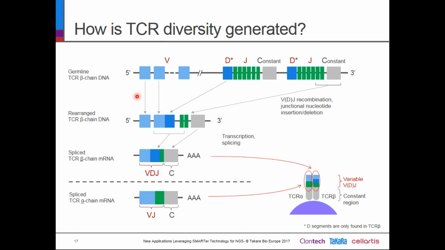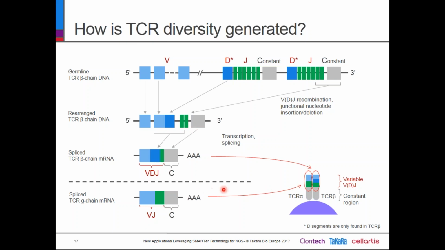Besides that, after this rearrangement, you will have transcription, you will have splicing. So at the end, you will have a specific mRNA sequence that will give you the TCR beta protein. In the case of TCR alpha, it is a quite similar process, except that the TCR alpha locus does not contain the D segment. So the rearrangement will be only between V and J.